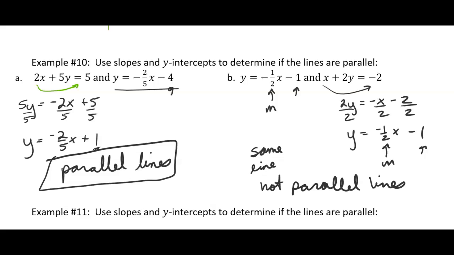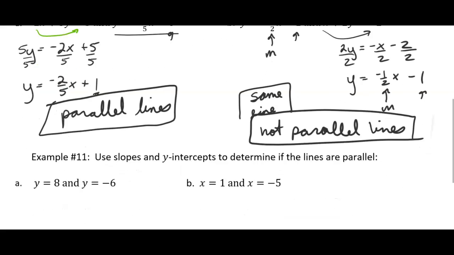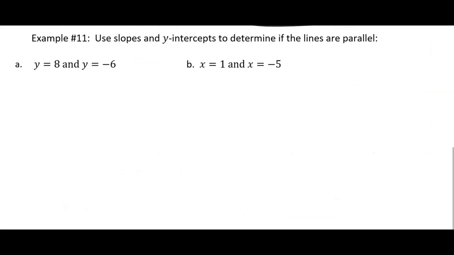If you only have one line, you don't have two different lines being parallel, so they're not parallel. They're the same line, which is important too, but they didn't ask about that. They just want to know if they're parallel lines.